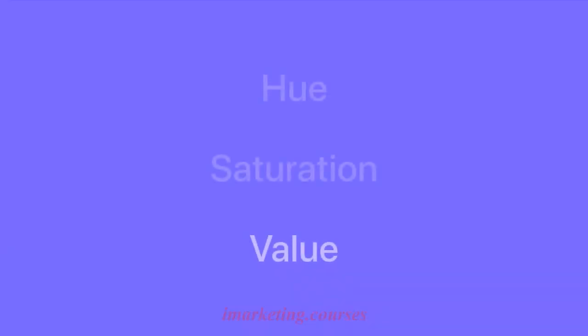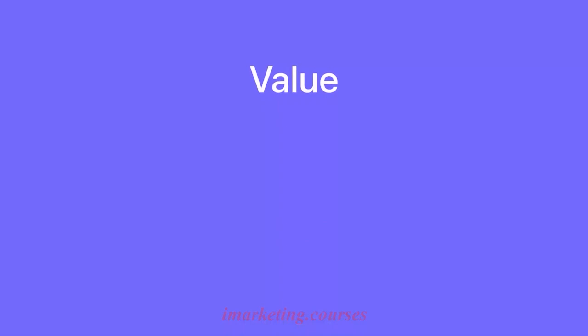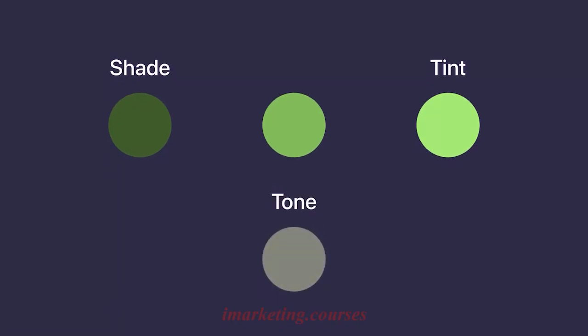The last attribute of a color is value. It's basically the brightness of a color. Now we can break down the value into 2 different terms: tint and shade. A tint is a brighter version of a hue, and we can create one if we mix the hue with white. On the other hand, a shade is a darker version of a hue, and as you may guess, we can create one by adding black to our hue. We can also create a tone of our color by adding gray to it. In future videos, you will learn how to create different tints and shades of a color for your projects.